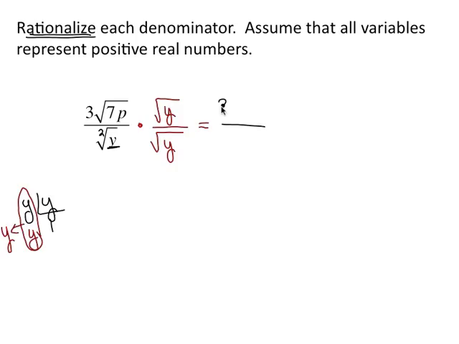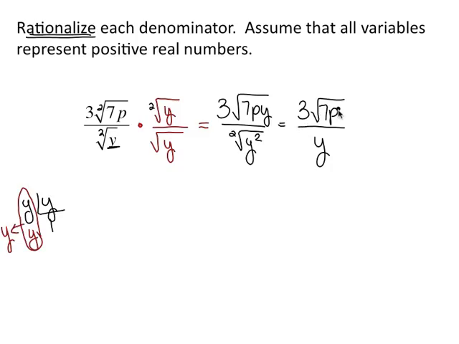So at the top, I'm going to get 3 square root of 7py. Recall that if the indexes are the same, you can multiply the radicands. So 7p times y is 7py, and this 3 stays at the top. Now at the bottom, when I multiply the square root of y times the square root of y, I get the square root of y squared, which simplifies to y. So now I have 3 square root of 7py all divided by y.